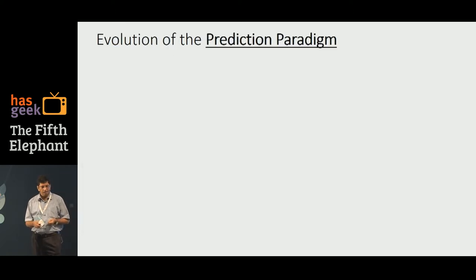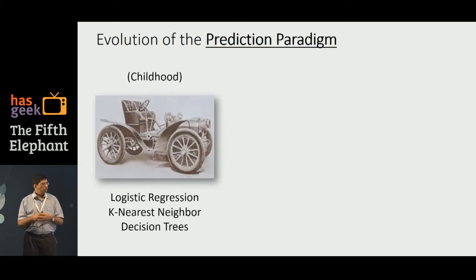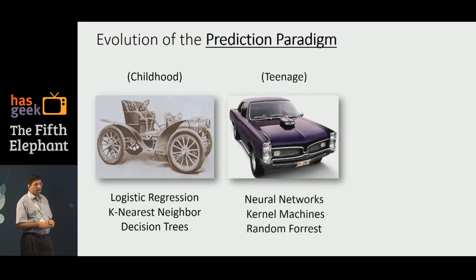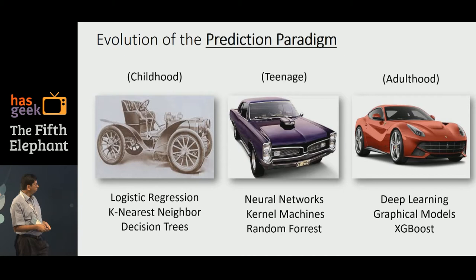And obviously, if you look at how prediction has evolved, it has evolved since the early childhood, if you will. We all started with the basics, and then we had neural networks and kernel machines and support vector machines and random forest and things like that. And today we are doing something even more interesting. We are doing deep learning and graphical models and XGBoost, right? So this is a long history of where prediction is, and it has evolved into a very, very complex thing, because we have put so much effort into building prediction models all the while, right? And we use this to do very, very complex tasks now, but it is still the same paradigm.